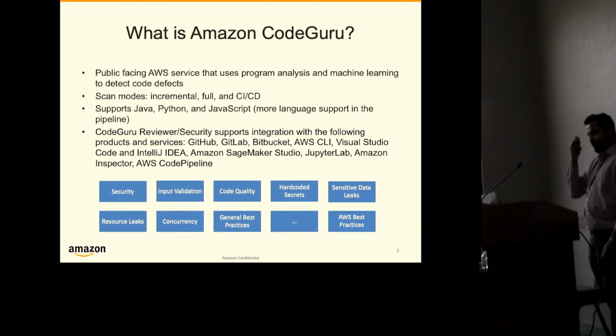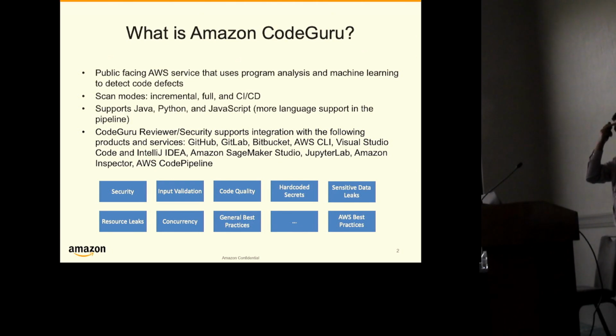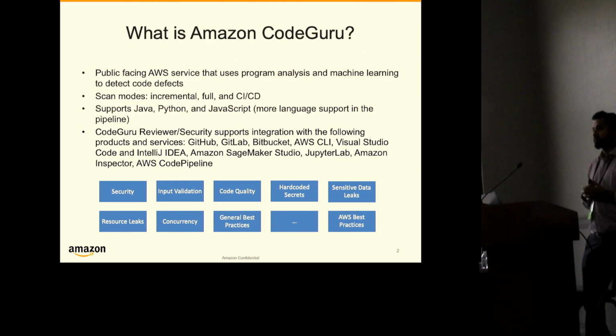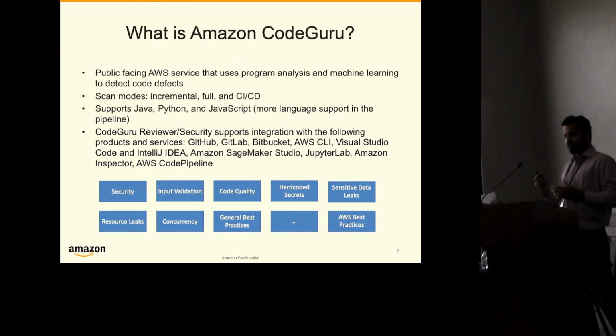I'm going to talk about a public-facing AWS service, which is called Amazon CodeGuru. CodeGuru uses program analysis and machine learning to detect different types of code defects. It's a public-facing service, so it supports different types of scan modes. For example, you can integrate CodeGuru as part of your code review process, so it does incremental analysis. It also can do full repository analysis where it scans the code and makes recommendations. It can also be integrated in CI/CD pipelines.